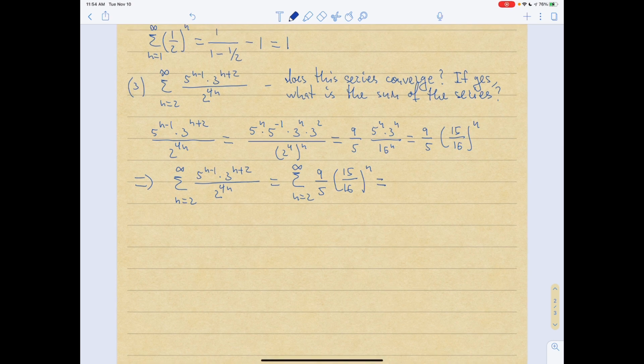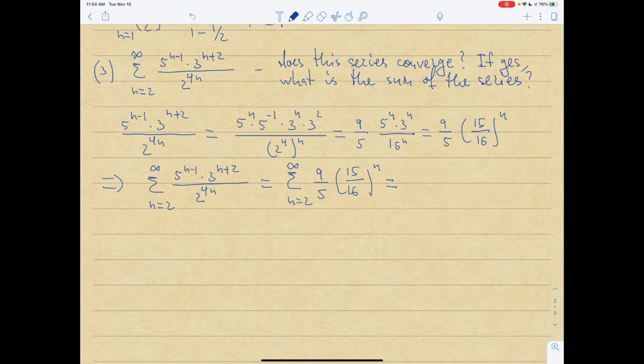What can I do if I have a sum of a bunch of terms and I'm multiplying each term by the same factor? Then clearly I should be able to factor this out. Again, we'll prove this later on. So if I factor this out, then I get 9/5 sum from 2 to infinity of 15/16 to the power n. And that is a geometric series.